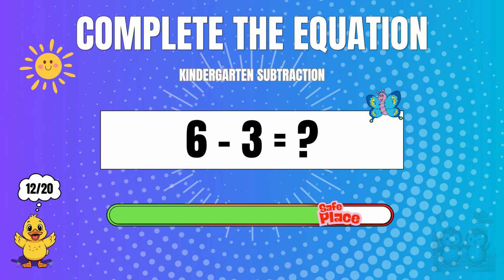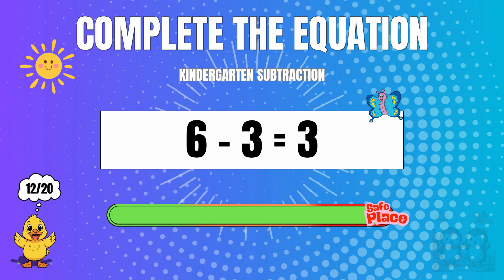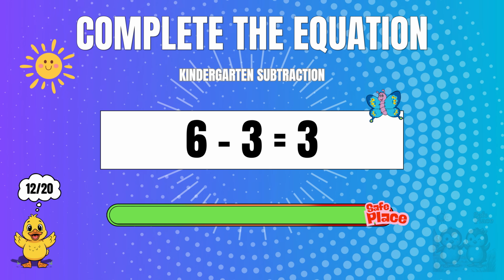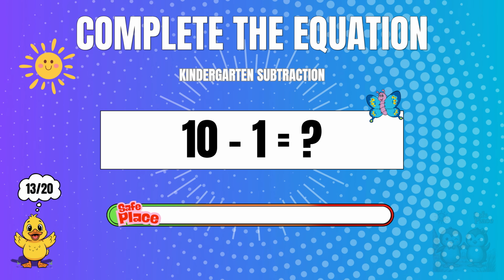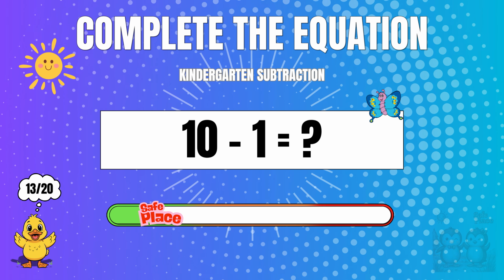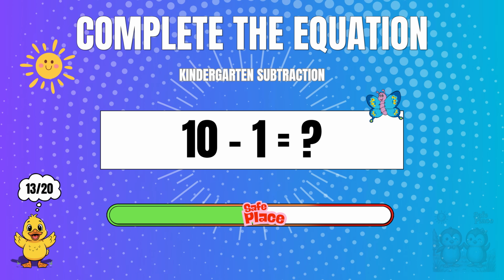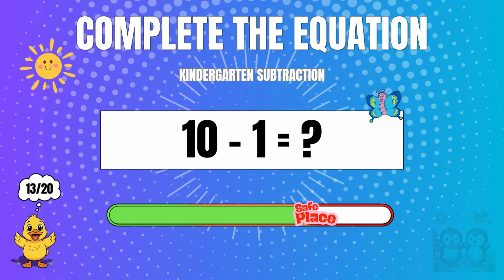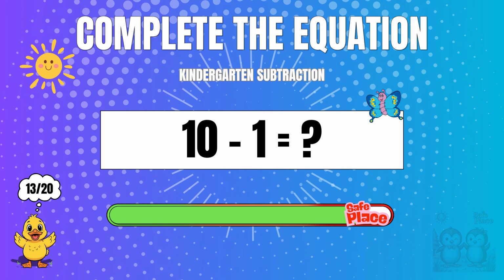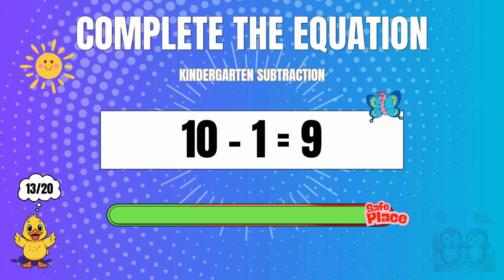Three, two, 1. Nice work. The answer is 3. Ready for another one? Solve 10 minus 1. Three, two, 1. Awesome. That's 9.